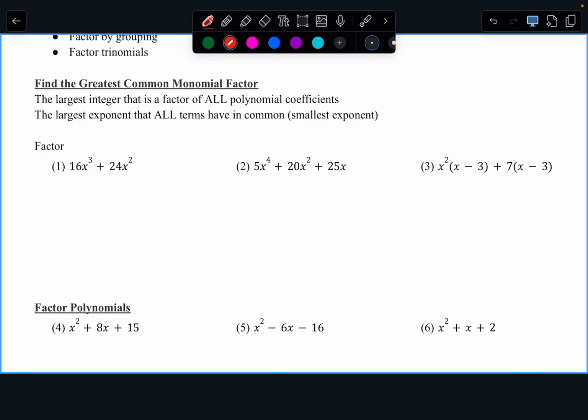So let's start with just numbers. What do 16 and 24 have in common? 8 goes into both of them. 8 is the largest of the numbers that goes into both. So if we took out an 8, now let's look at the letters. This has 3 X's. This has 2. They both have at least 2 X's. So we can take out an 8x to the second.